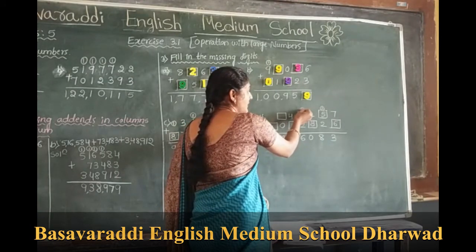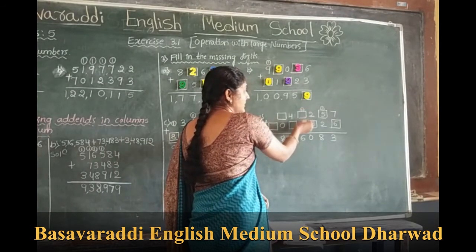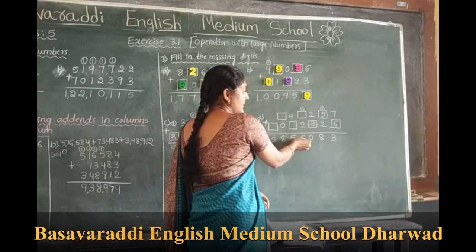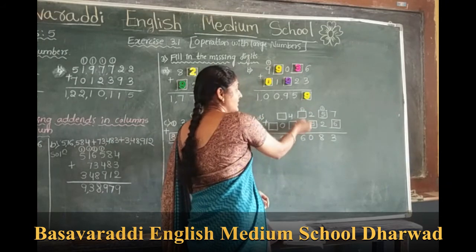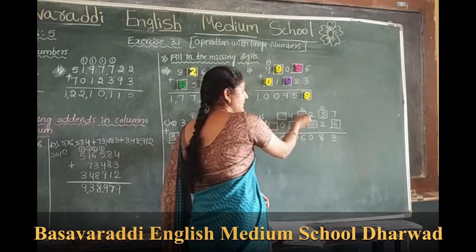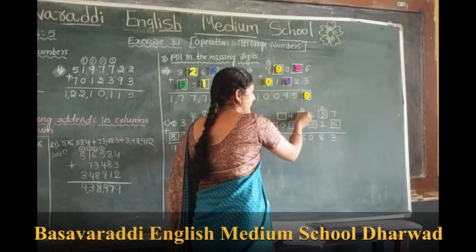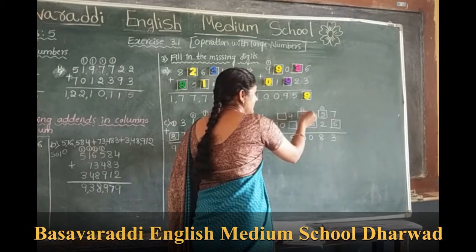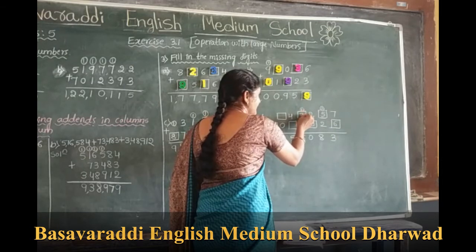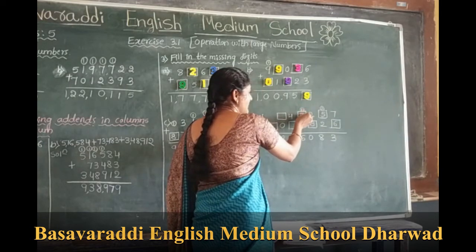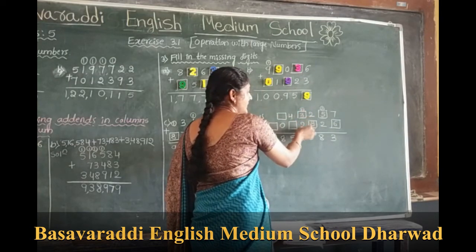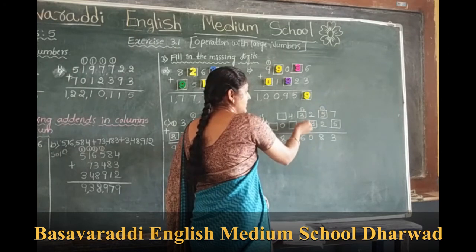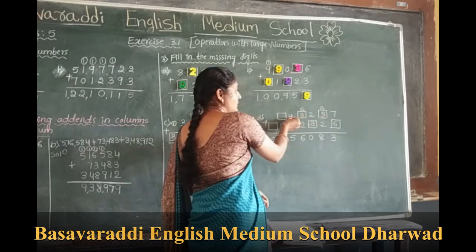Next 1 plus 1 in the carryover. The 2 in the second addend. 6 in the sum. So which number we have to fill in the missing digit? So 5. 3 there. 1 plus 3 is 4. 4 plus 2 is 6. Okay, go to the next place.